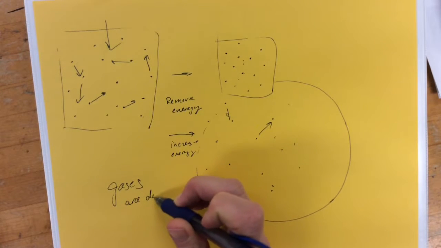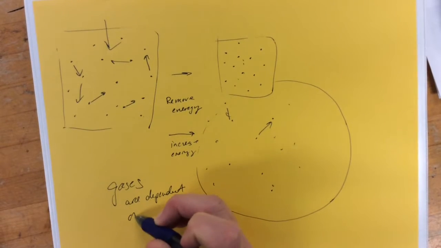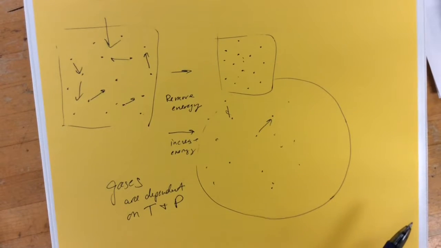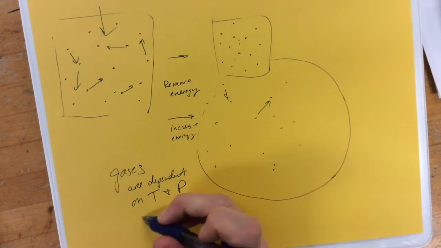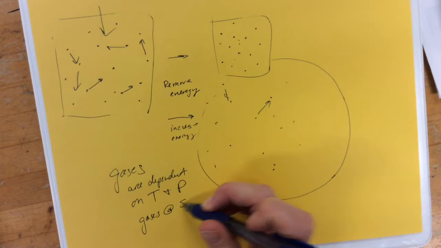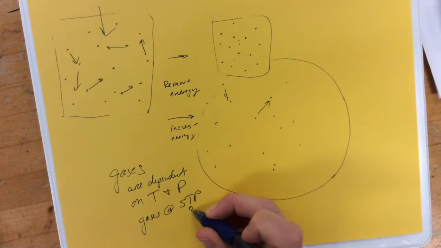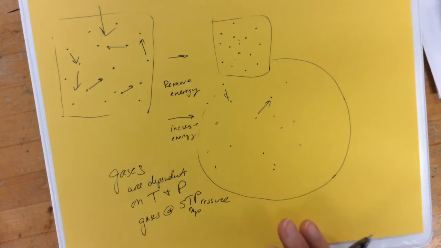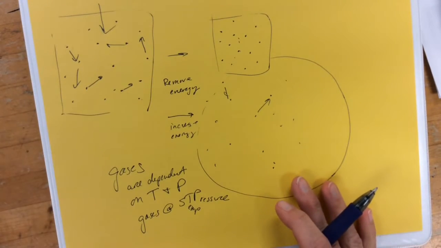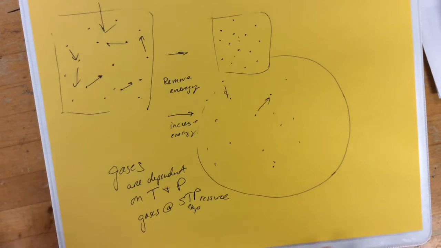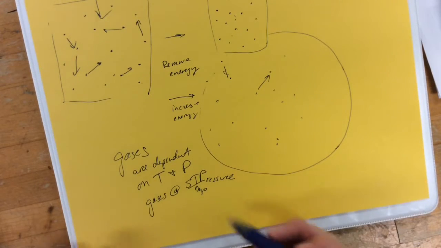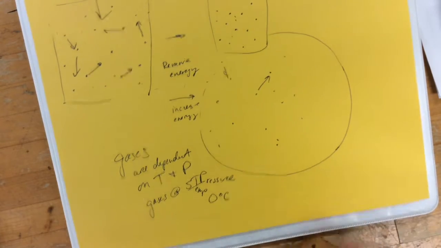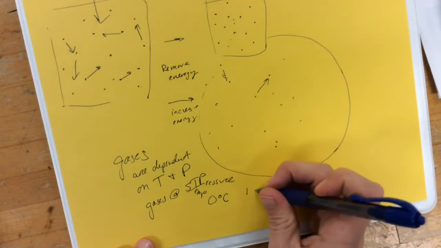So gases are dependent on temperature and pressure. That's why when we say that we are talking about gases at STP, standard temperature and pressure, we have to define what temperature and what pressure this is at. STP, standard temperature and pressure, is 0 degrees Celsius and 1 atmosphere.